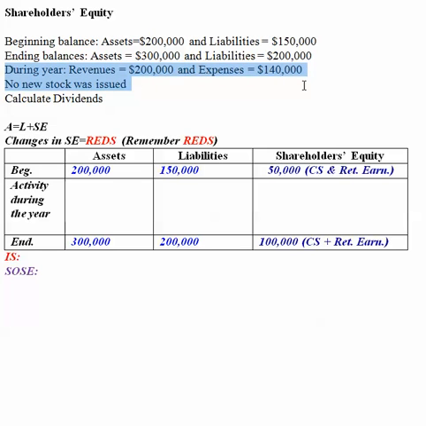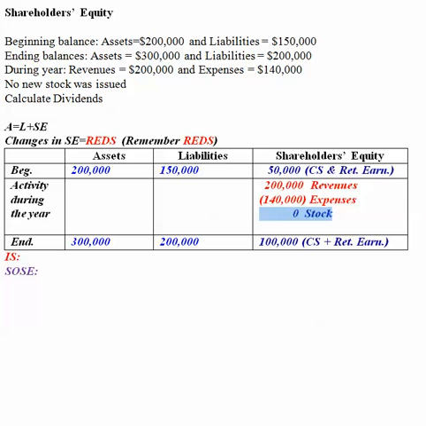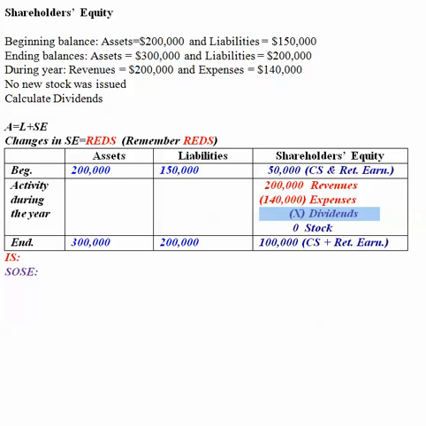Now let's go through what else we were given. We were told our revenues, expenses, and stock, and what we're asked to do is calculate dividends. Well, I hope you remember that shareholders' equity changes with revenues, expenses, dividends, and stock. I told you to remember REDS. So that's what explains the change between the beginning and ending balances. So let's go ahead and lay down the information under shareholders' equity. We know revenues make shareholders' equity go up, credit revenue, and then expenses make it go down, you debit expenses, and then they say no new stock, but if we did, we'd be crediting stock if we issued stock.